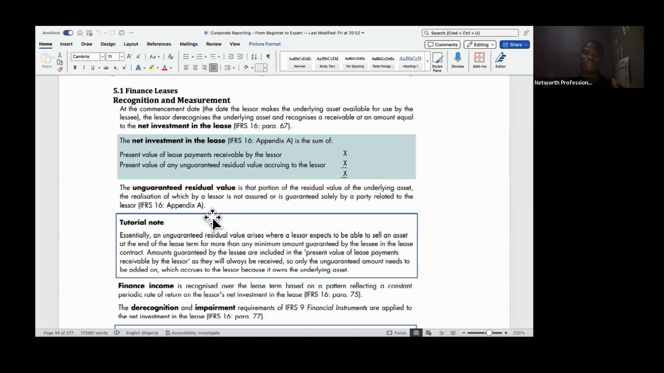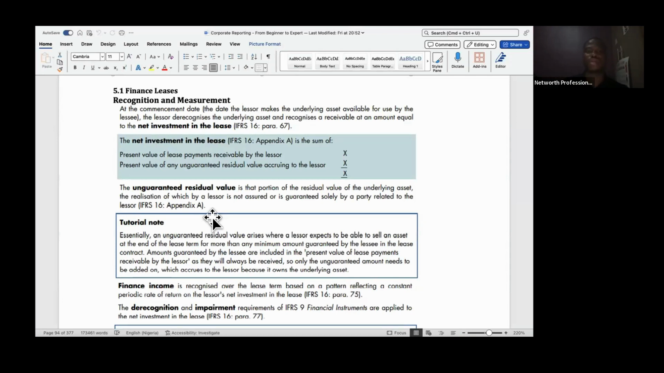Okay? And removing an asset from your books in accounting will probably mean that you're going to credit the asset, right? When I say remove or derecognize, you're still going to pass a double entry. So by the time you credit the asset, you're going to line off the asset.